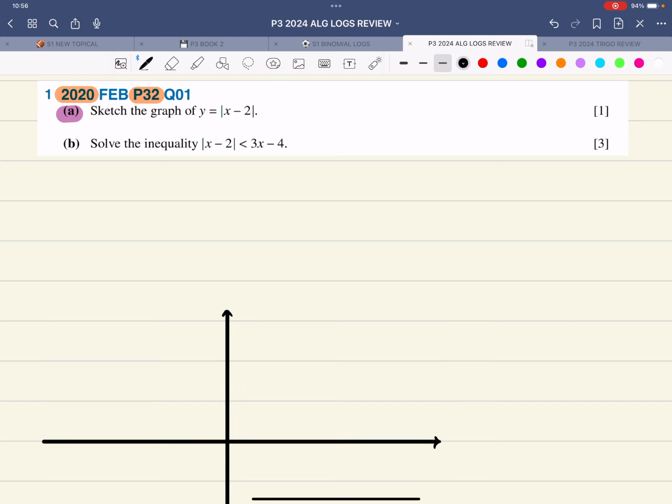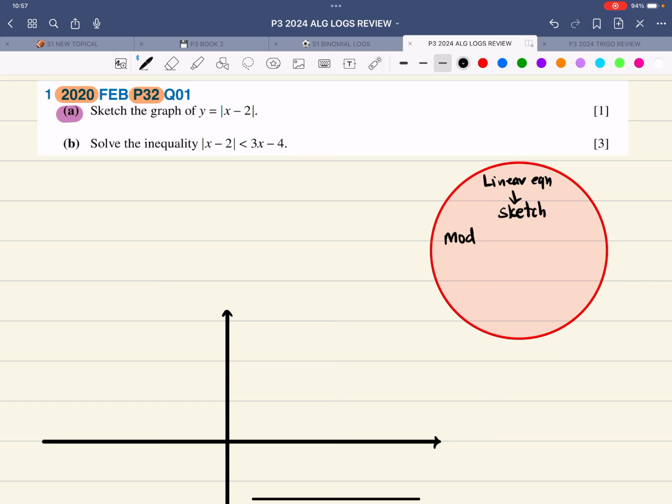Now, what is the background knowledge? Let me draw a red box over here. So that background knowledge is this, that you should know how to draw a linear equation. That drawing, that sketching, that should be there. And the concept of modulus is positive remains positive, negative becomes positive. That means the line below x-axis, the line segment, I think that is the proper terminology, below x-axis, it gets reflected up because negative becomes positive.